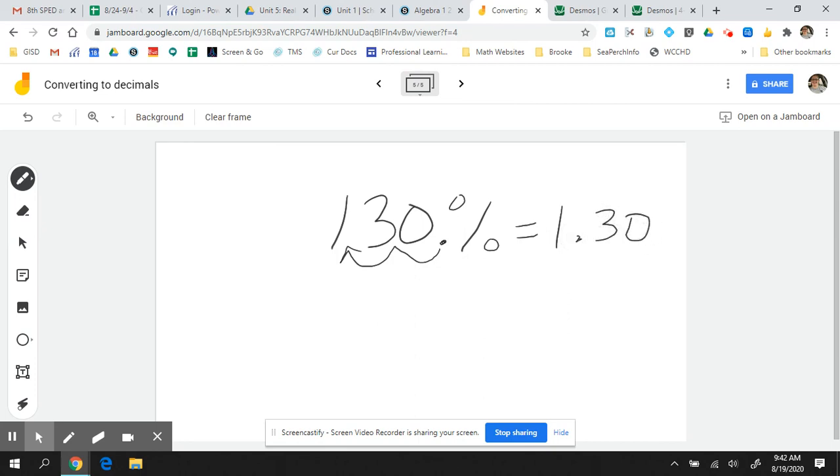You can have the 0. You don't have to. If you are given 4%, your decimal starts at the end. You move it 2 places. Now, if you notice, we have to fill in this blank with a 0. So our answer is 0.04. Please remember that 0. It's very, very important.